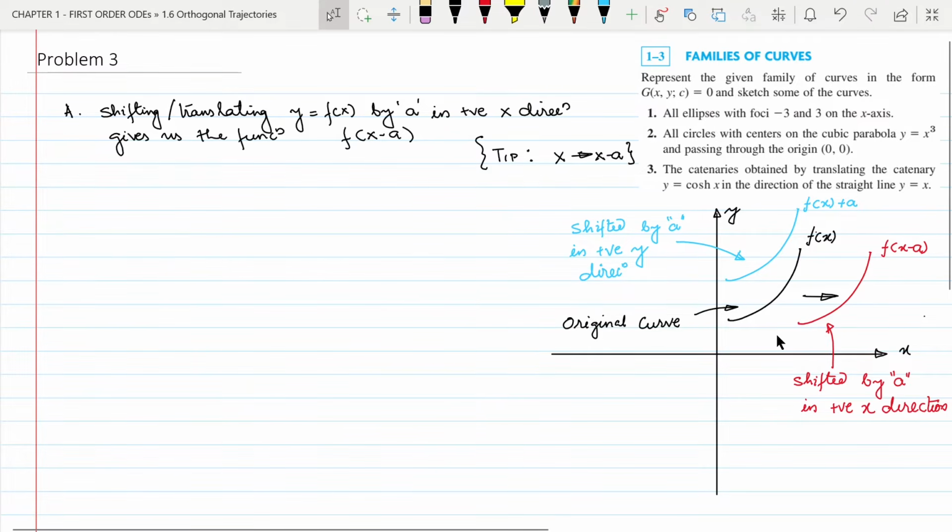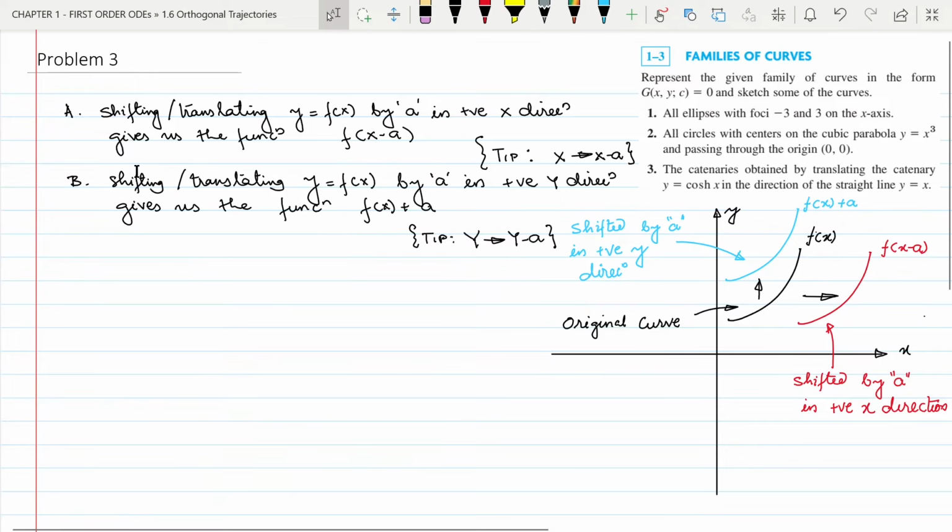Now what about shifting a function in the positive y direction? Similarly, shifting a function f of x in the positive y direction gives us the function f of x plus a, so the original function plus a. In the x direction, we subtracted a from the x terms in the function, while shifting in the y direction, we add a to the entire function. So we have point B, that shifting or translating y equal to f of x by a in the positive y direction gives us the function f of x plus a.